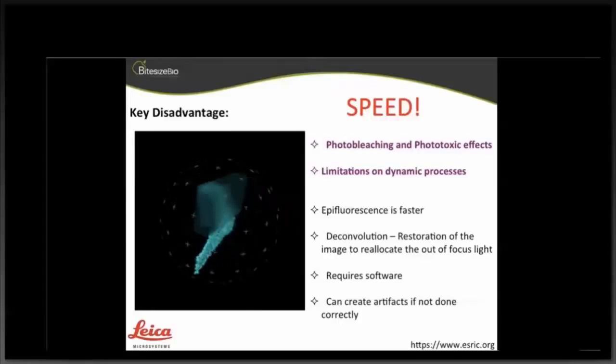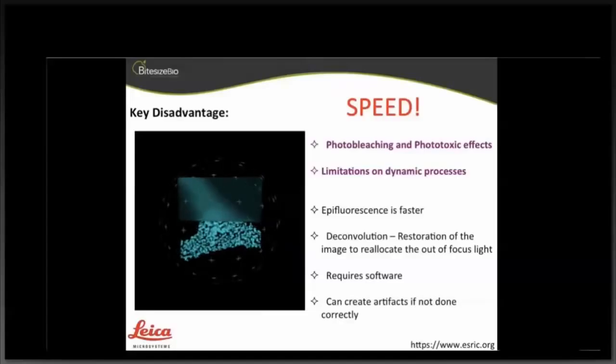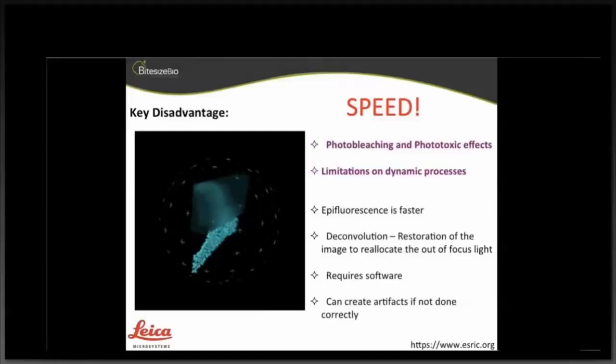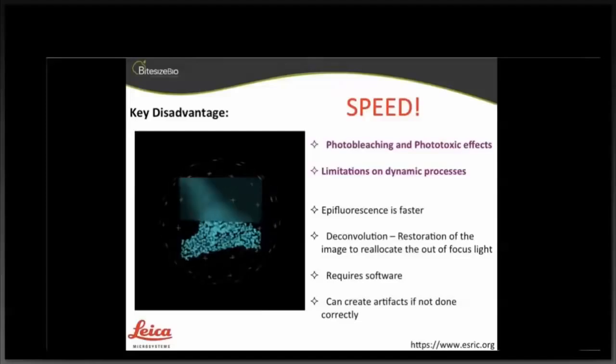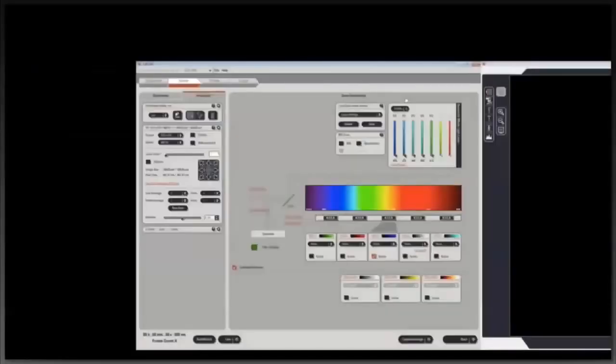To do this, you do need to use specific software, and you do need to acquire your images correctly so that the analysis is then done correctly. We're going to move on to the software now. The good thing about the Leica software is it's very visual, so it's really good at helping understand how the microscope is actually working.